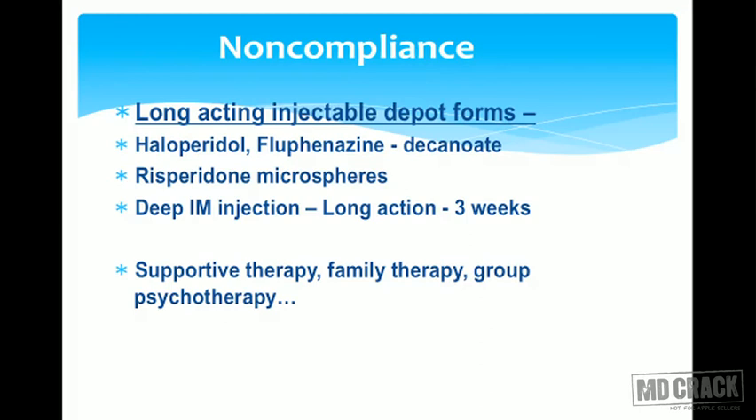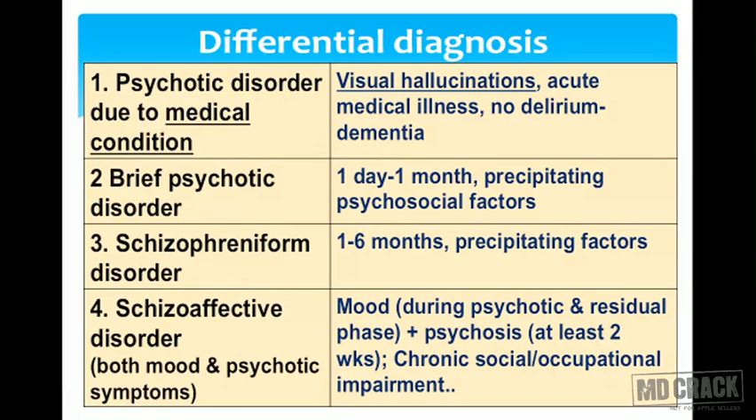In addition to this, supportive therapy, family therapy, and group psychotherapy is going to be useful in patients with schizophrenia. We now come to the differential diagnosis of schizophrenia. The patient looks like schizophrenia but might be something else. We need to differentiate from other conditions.